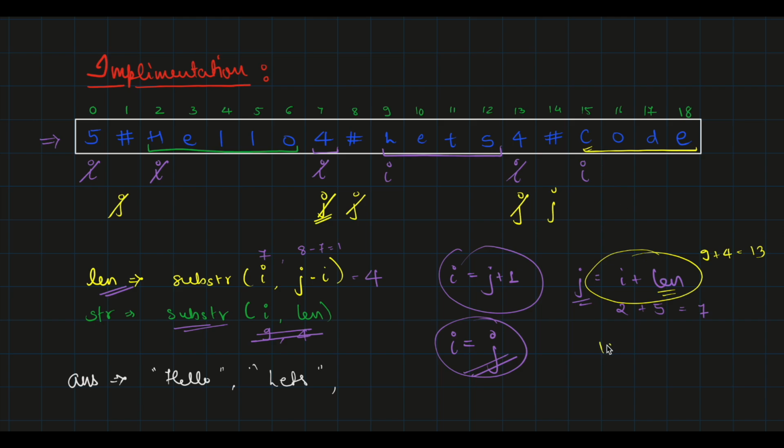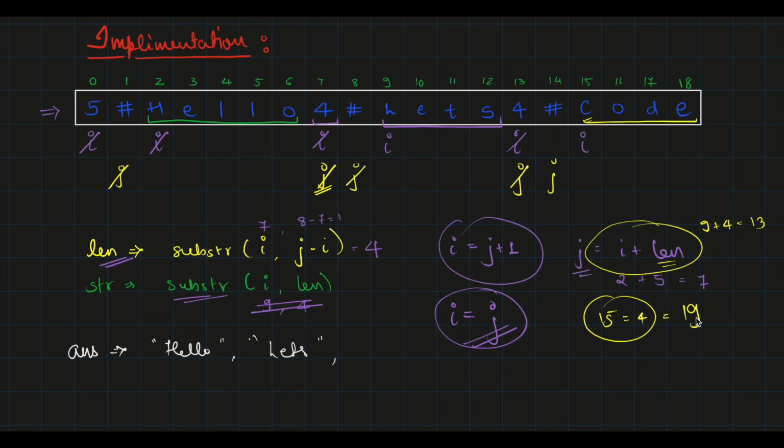So here i is 15 and length is 4. So j will be at 15 plus 4, 19. So j will be out here and i is equal to j. So i goes out of bound, that is more than the length of the string. So we come out of the while loop and then just return the answer.